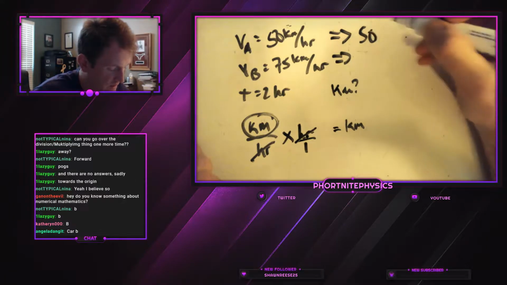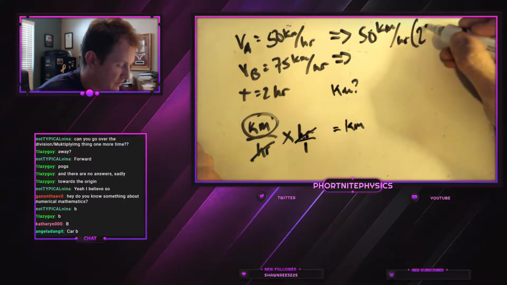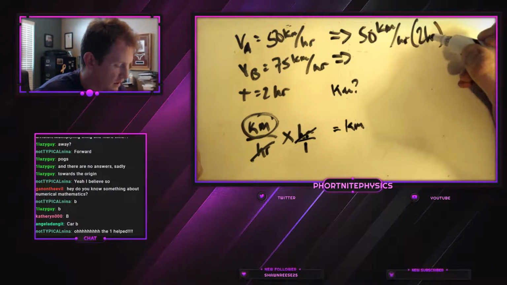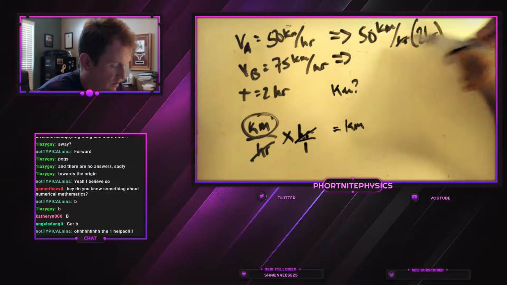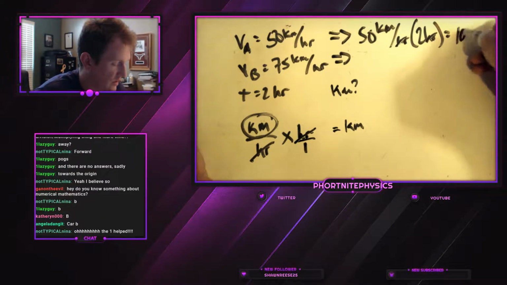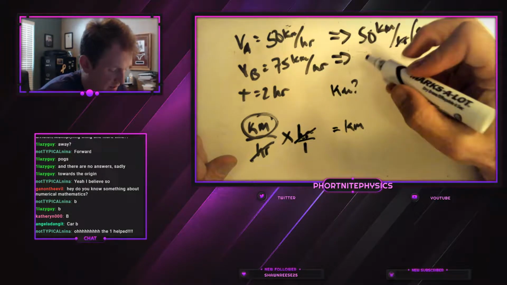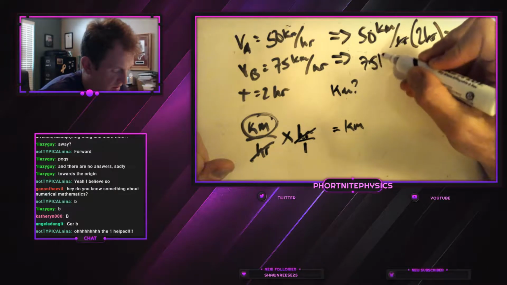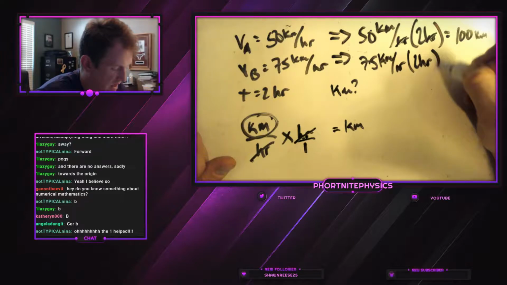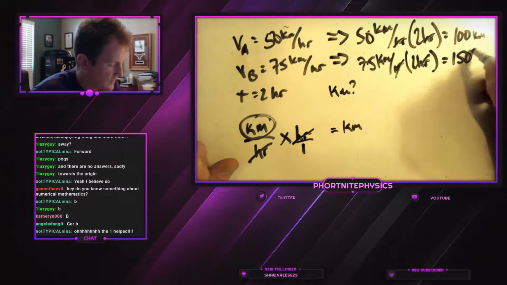So 50 km per hour multiplied by 2 hours. Get rid of both those hours, and we are left with 50 times 2, or 100 kilometers. And let's repeat ourselves. 75 kilometers per hour multiplied by 2 hours. Hours cancels, and we have 150.